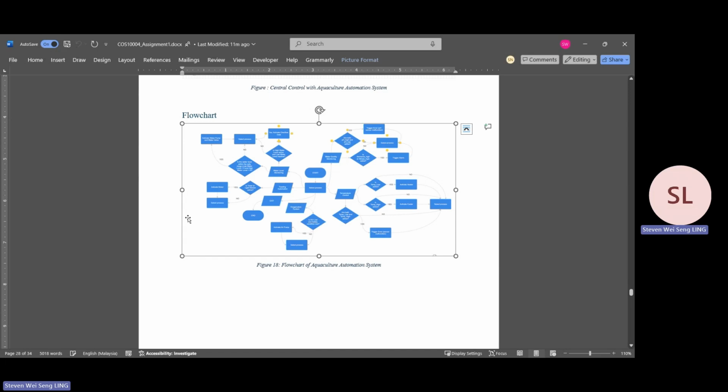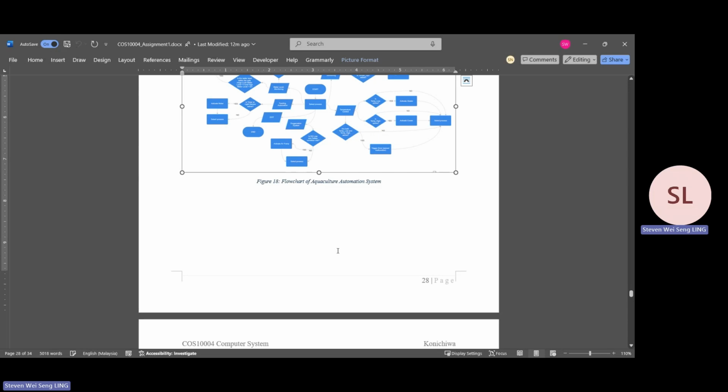In summary, these manual controls and the central control circuit give users direct control over key parts of the system, enhancing flexibility and ensuring easy interventions during maintenance, testing, or adjustments. That's all for me.